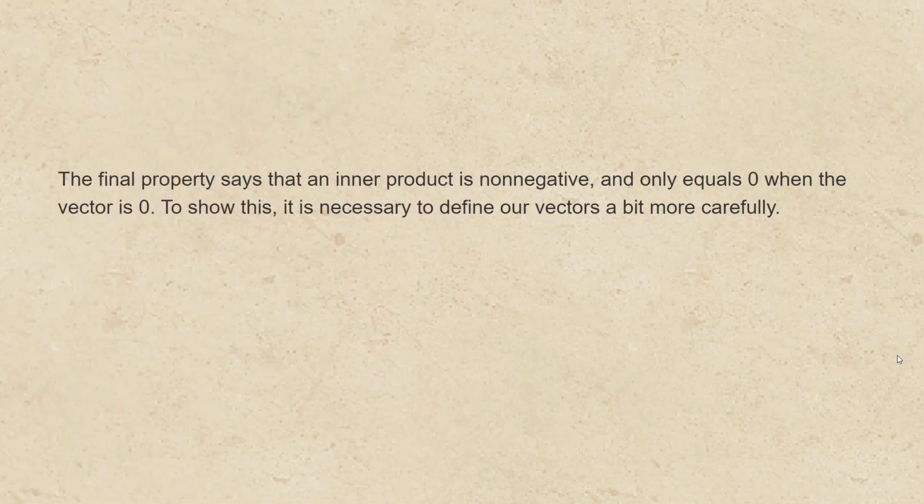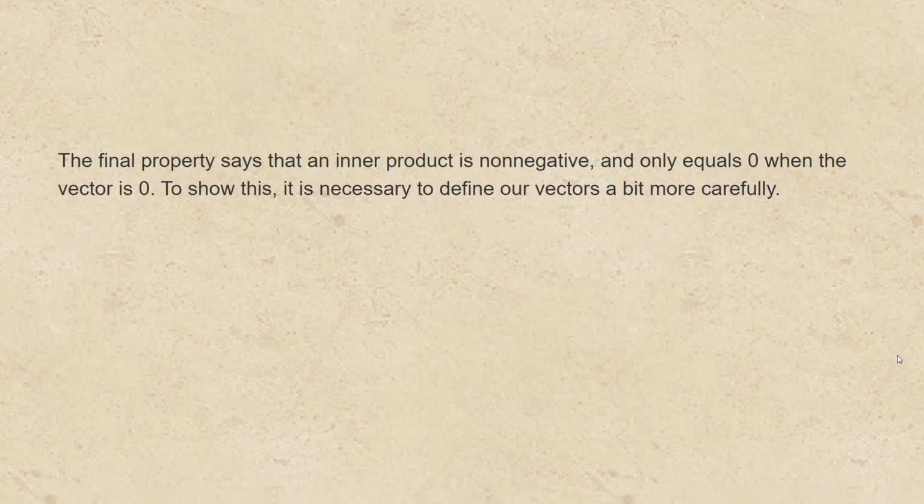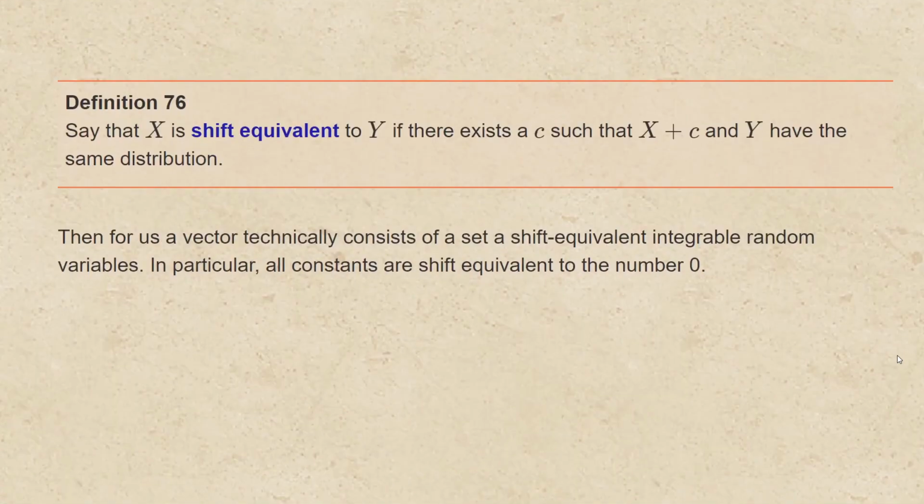The last property, a little trickier, says that an inner product is non-negative, but only equals 0 when the vector is 0. Now, in order to show this final property, we're going to need to define our vectors a little bit more carefully. I'm going to say that a random variable x is shift equivalent to y if there exists a constant c such that x plus c and y have the same distribution. So for instance, if I have a uniform over 0, 2 and a uniform over 8, 10, those are shift equivalent because I can just add 8 to the first uniform to get the same distribution as the second uniform.